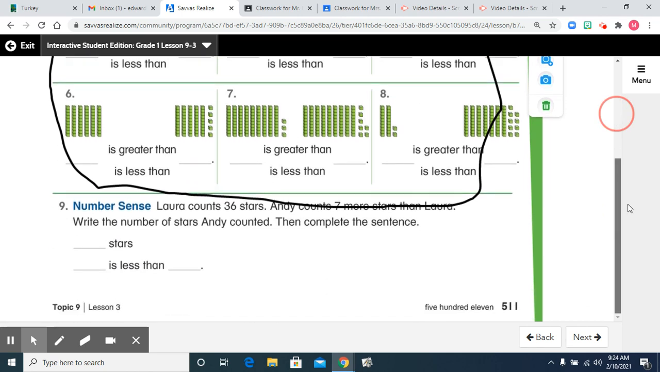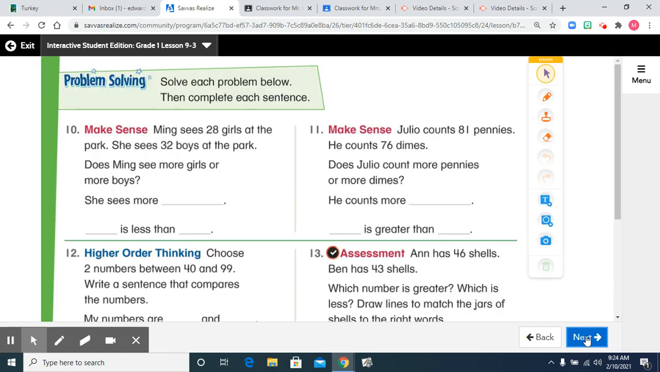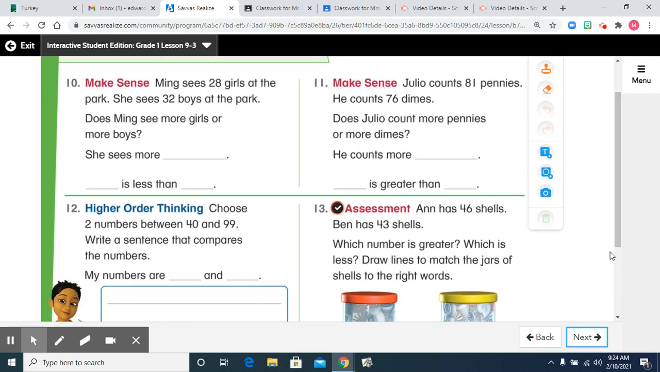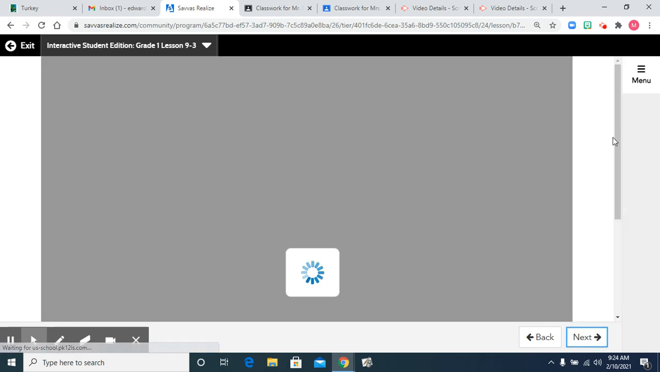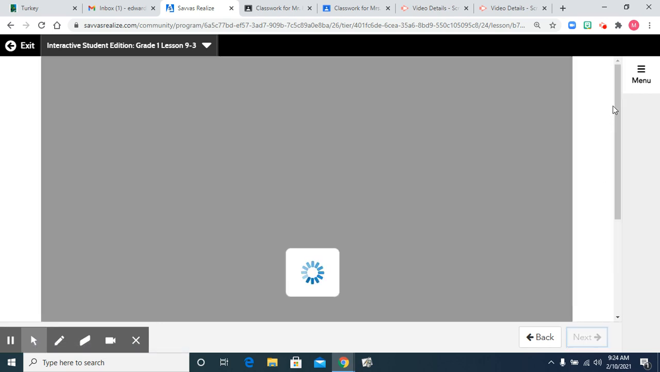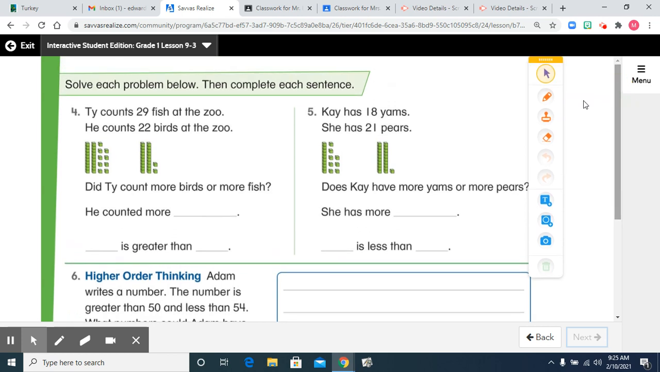Okay, when you're done with the top 6 on page 511, you can do a few problems on page 512. There are also problems on page 513, and you can also do some problems on page 514. Remember, you don't have to do them all, just pick a couple from each page or one from each page. Just give you a little extra practice.